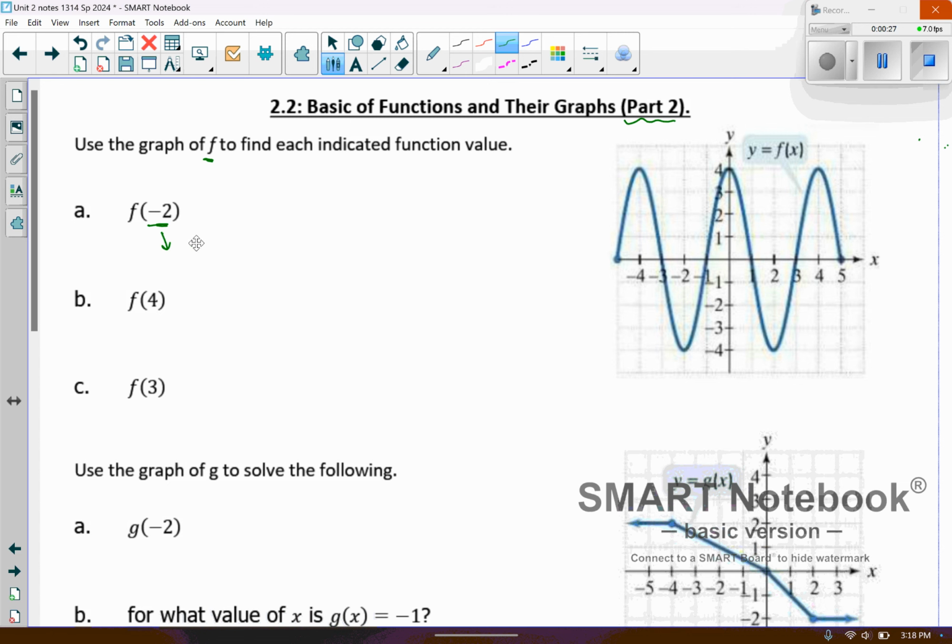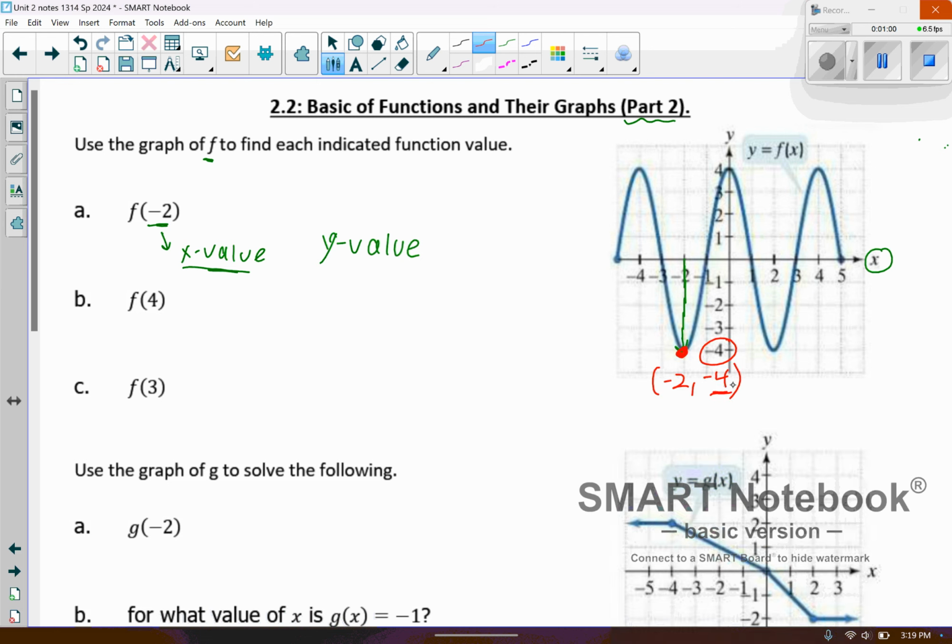This right here is the x value that's being given, and we're supposed to find the y value. So we want to find the y value for when x is -2. So you have to look where x is -2. So here's my x-axis, and x is -2 right here, and so that point would line up right here with this value on the graph, this point right here. So when x is -2, the y value is -4, and so that's the answer. So f of -2 equals -4, and so that is my answer.